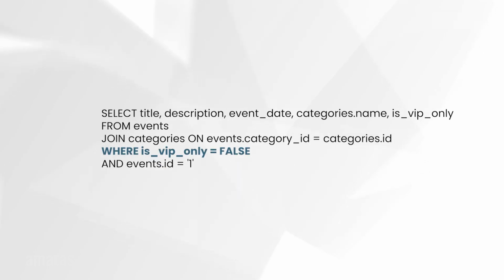Let's analyze what just happened. This is the query that the application makes to the database. As we can see, the query shows the results only if the condition is VIP only is false. Or in other words, the query returns only those results that are not VIP only. Since we are not a VIP user, we cannot see the event.